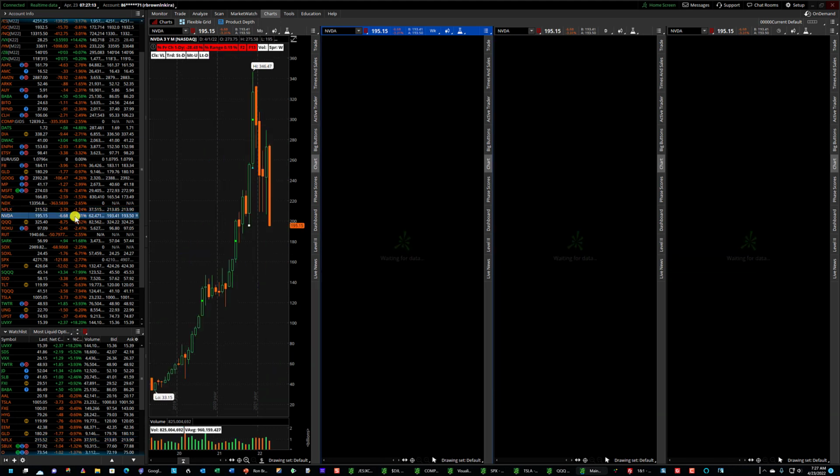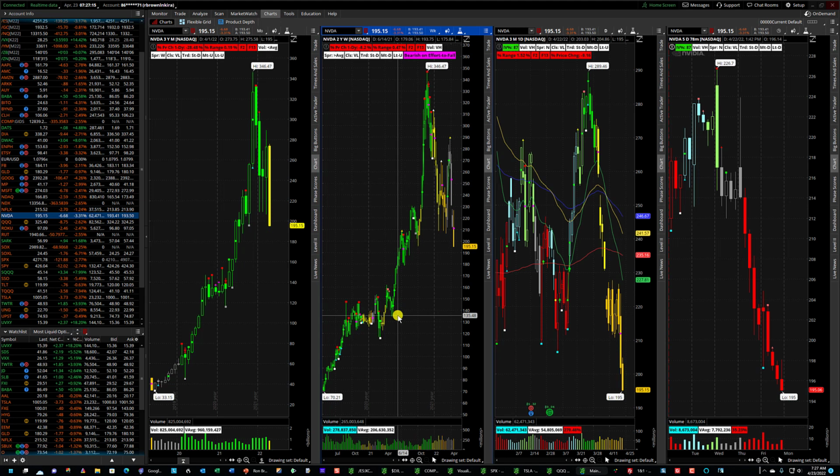NVIDIA, one of the leaders of the prior rally. Look at it. It's totally broken down on the monthly chart, on the weekly chart, the daily chart, and of course the 78-minute chart. I don't want to belabor the point. You can do this yourself. Let's look at one more.